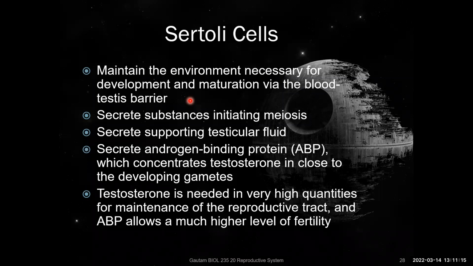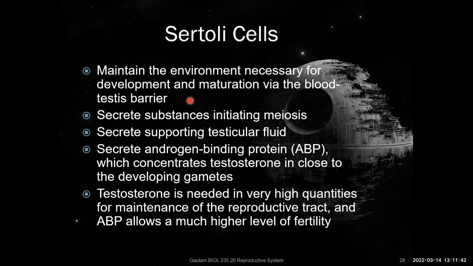They also secrete a protein called androgen binding protein. So what does androgen binding protein do? Easily enough, it binds androgens. In this case, this protein is going to bind testosterone. And the reason why this ABP is necessary is because in order for spermatogenesis to occur, you have to have high concentrations of testosterone, okay?